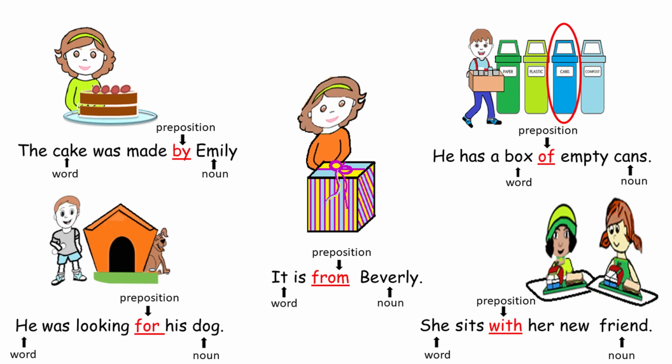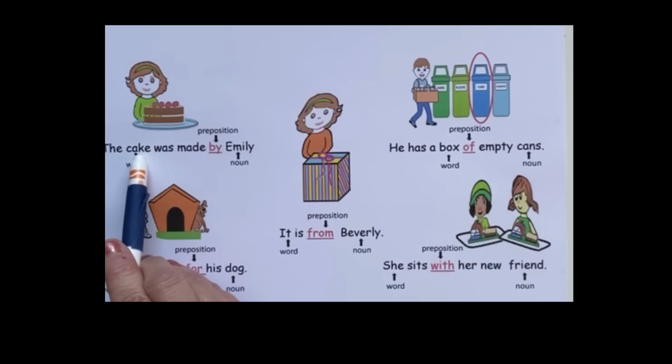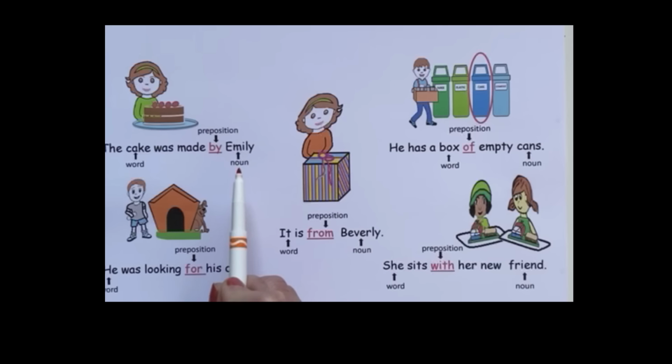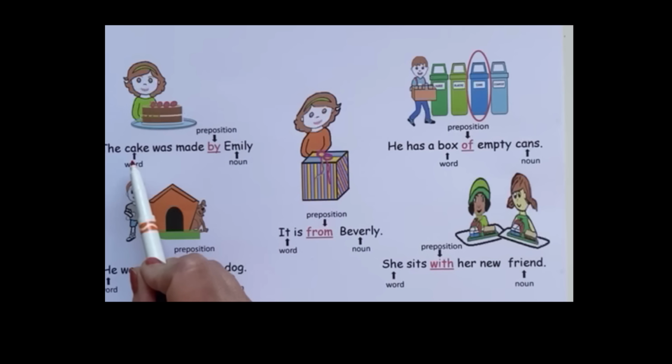Use this template to introduce kids to the first category, common prepositions. Now introduce kids to our first category of prepositions, our common prepositions. So let's look at our first sentence. The cake was made by Emily. By is the preposition that is in front of the noun Emily that links Emily to the word cake.